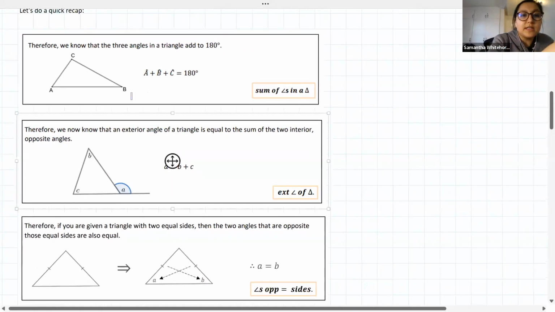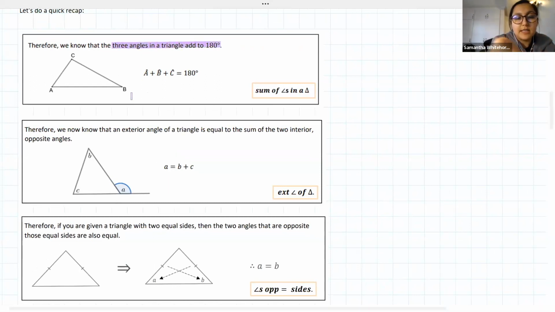The first one is the fact that our 3 angles in a triangle add up to 180 degrees, and this is in any triangle. So in any triangle, if you add up the interior angles, you will always get 180 degrees. And our reason there is sum of angles in a triangle.